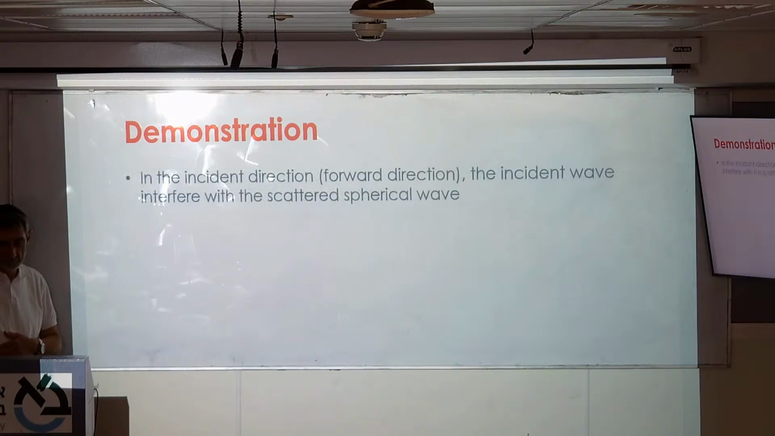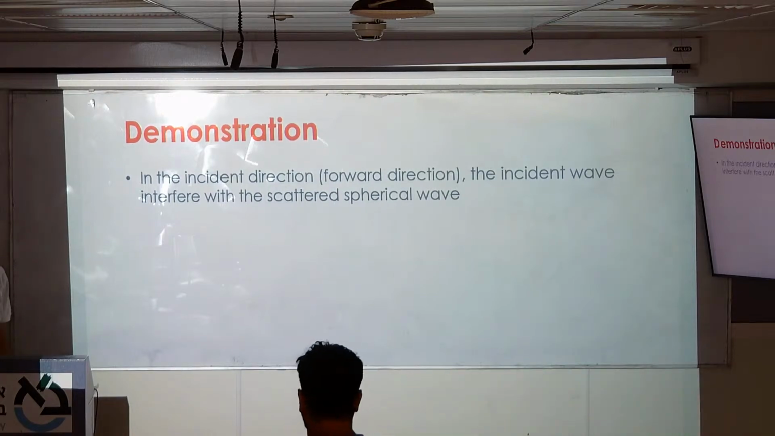Okay, so the demonstration will exactly write what I just described, which is the interference between the incident wave and the wave which is scattered. In the incident direction, the zero direction, the forward direction, the incident wave interferes with the scattered spherical wave. So let's write it.